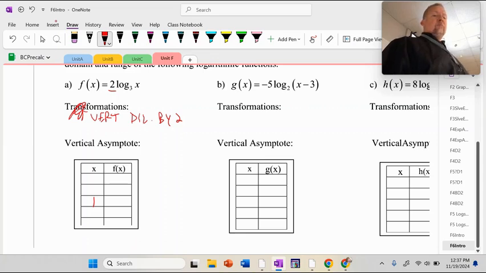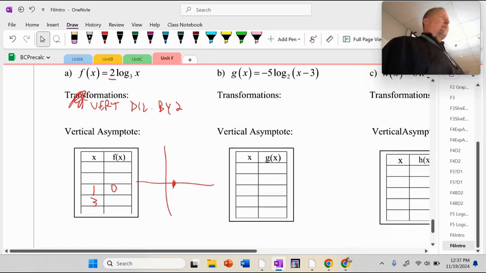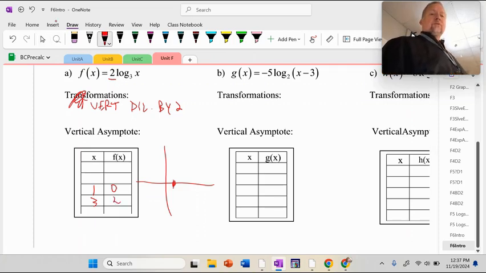What's log base 3 of 1? 0 times 2. There's your typical 1, 0 point. And then 3. Why 3? Because it's log base 3. What's log base 3 of 3? 1. What's 1 times 2? 2. So 3, comma 2. And then what's log base 3 of 9? 2. What's 2 times 2? 4. And then 9, comma 4 is way out here.